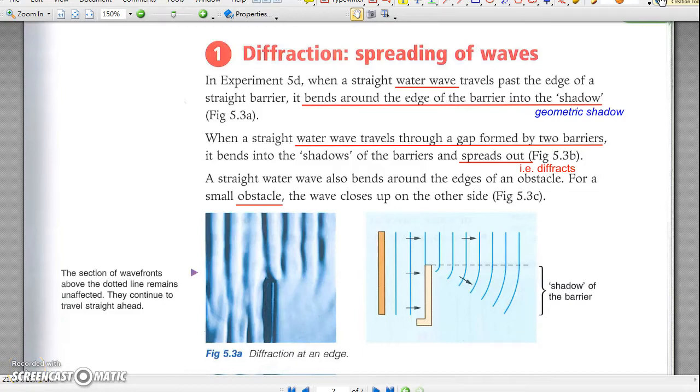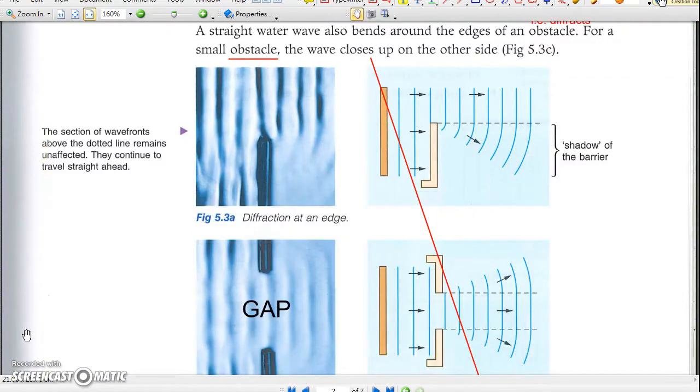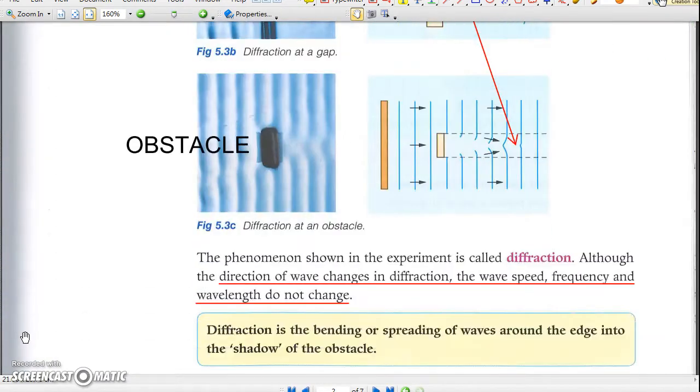1. Diffraction. Spreading of waves. When water waves pass an opening, the water in the geometric shadow is also set into vibration. In other words, the wave spreads around the edge into the geometric shadow of the obstacle. This is called diffraction of waves.